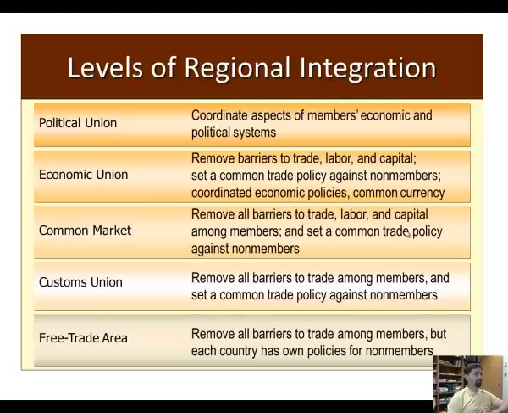The United States would be a wonderful example of a political union. You have 50 states, and even though each state retains some form of governance, of local governments, obviously all 50 form one political union, which is the United States.